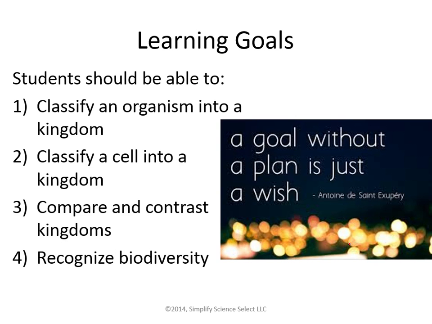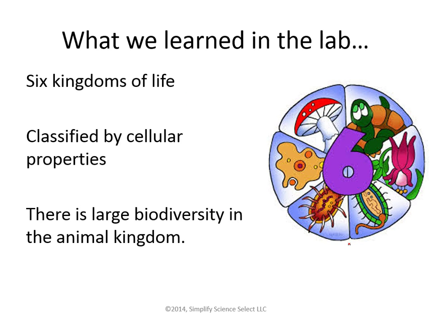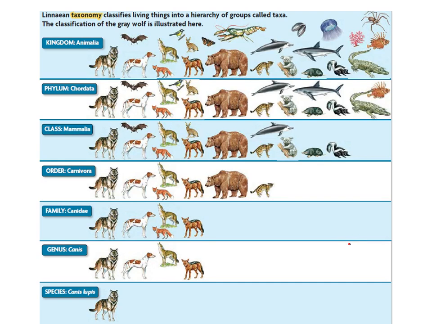So our learning goals: students should be able to classify an organism into a kingdom, classify a cell into a kingdom, compare and contrast kingdoms, and recognize biodiversity. What we already know: we know that organisms are sorted by their properties, that there were 6 different kingdoms, and that dichotomous keys helped us classify. In the lab, we really looked at the 6 kingdoms of life. We were able to classify them by their cellular properties, and then see how large a diversity there was in the animal kingdom. Now, this is looking at 7 of the 8 levels of taxonomy.